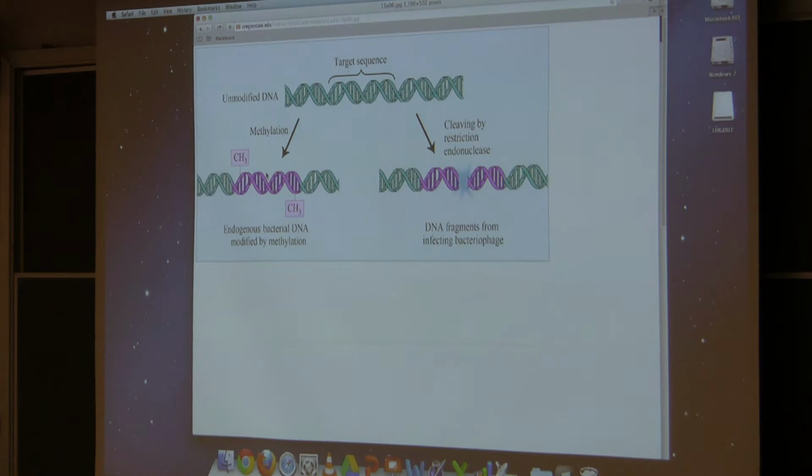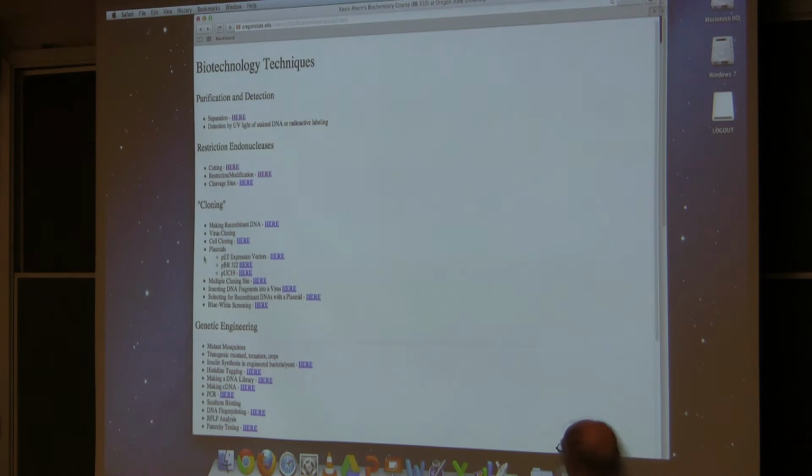Well, what we do as scientists is we subvert it. We don't want the methylase. We want to cut DNA. We don't want to protect DNA. We cut it. And we do that. So that's what we use. We use the bacterial restriction modification system. This is the equivalent in bacteria of an immune system because it's providing protection against external infection. Okay, kind of cool. All right.